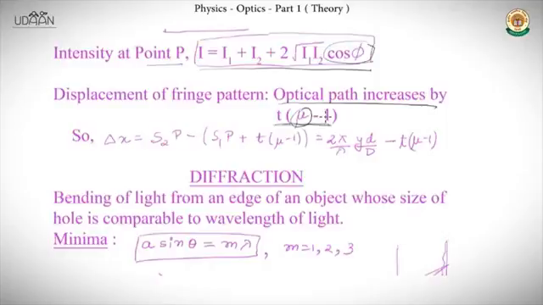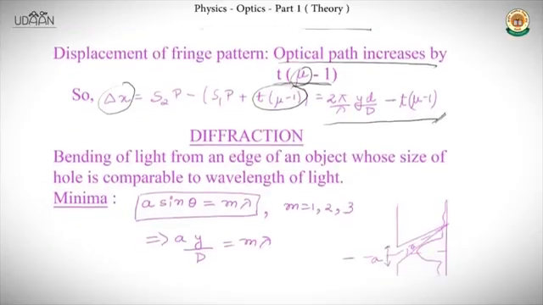So, since the optical path increases, the path difference also changes. Now, the path difference becomes S2P minus S1P plus the newly added optical path increase, which gives the final path difference. From this, we will calculate where the constructive interference occurs and where the destructive interference occurs, and hence what is the shift of the YDSE fringe pattern.